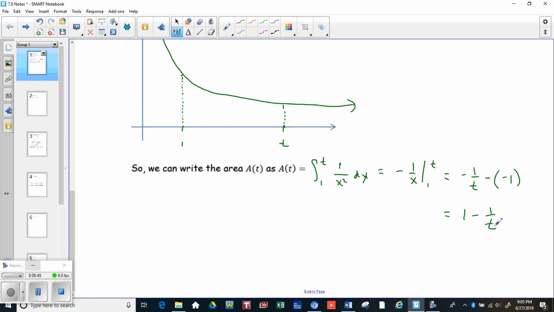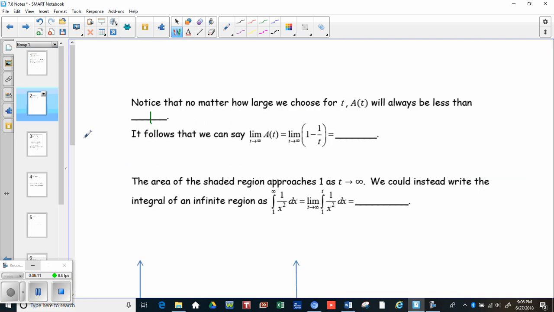The bigger and bigger I let t be, doesn't matter how big it is, the closer and closer this thing right here gets to 0, because 1 over some huge number is going to approach 0. So no matter how big I choose for this, I'm going to do 1 minus some number. As long as t is greater than 1, this is no worse than 1. So no matter what, A of t, the area, is always going to be less than 1.